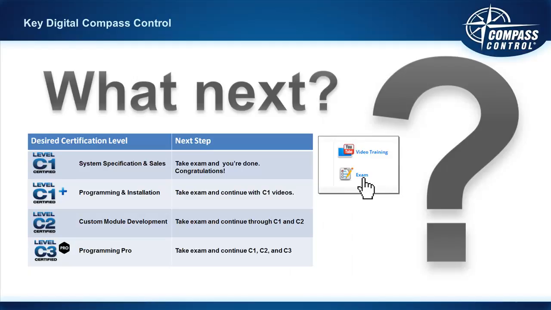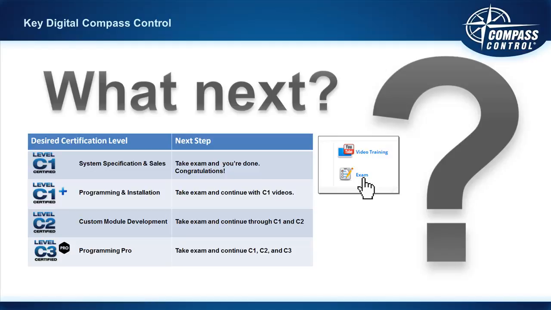So you may be wondering what's next for you. Here's what you're going to do. If you want to stop at the C1 system specification and sales certification level, then just go ahead and click the exam link icon right next to this video training link that you've selected here. Take that exam, pass with an 80% or higher, and you are done. Congratulations and thank you very much.